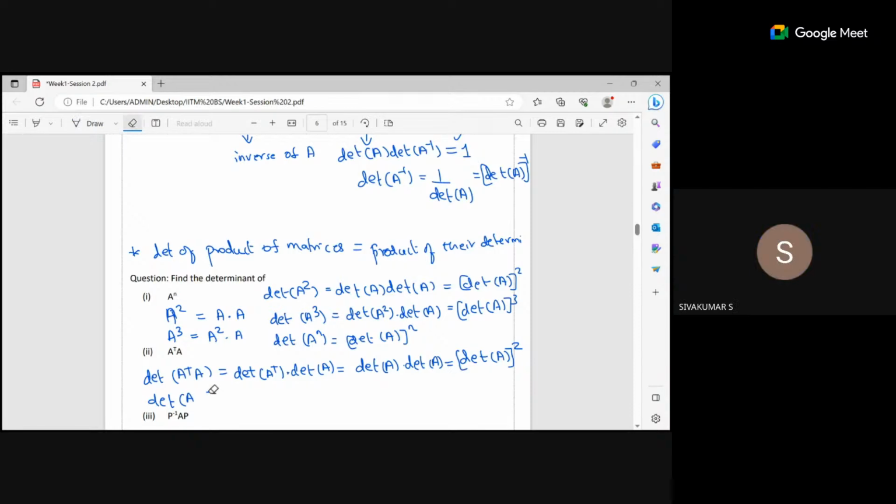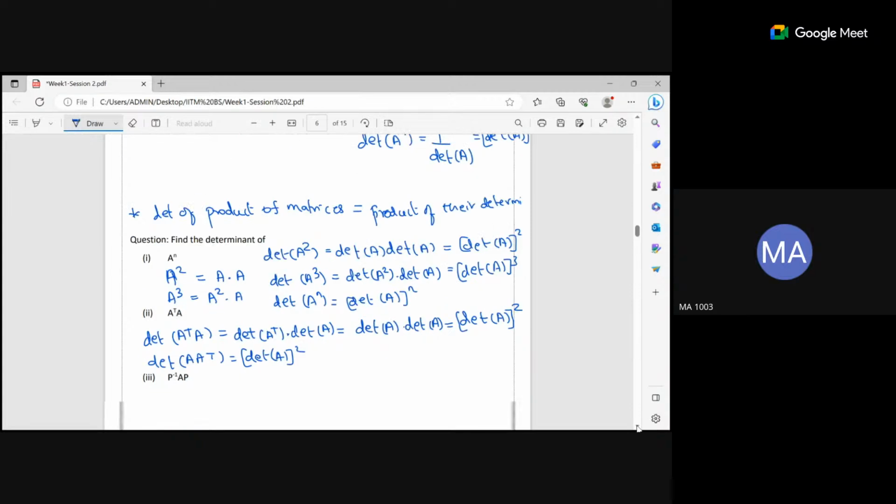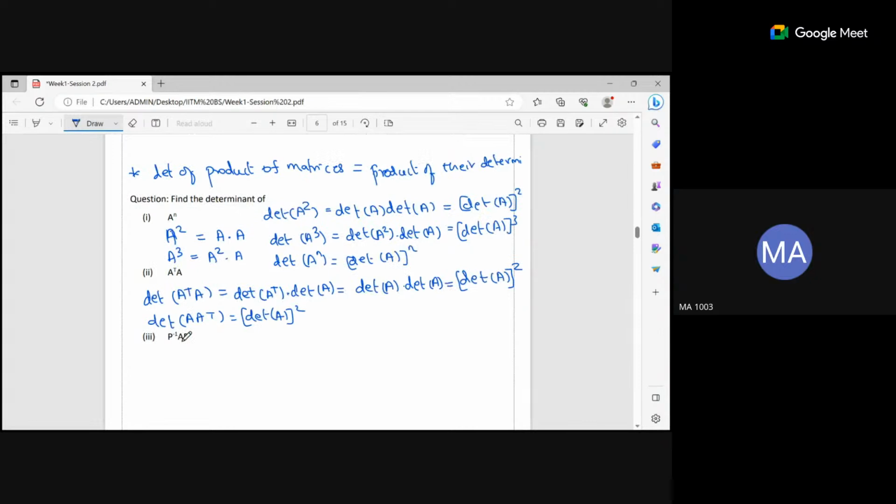It's the same thing, ma'am. So it is again determinant of A the whole square. Right? Okay. What about P inverse AP?